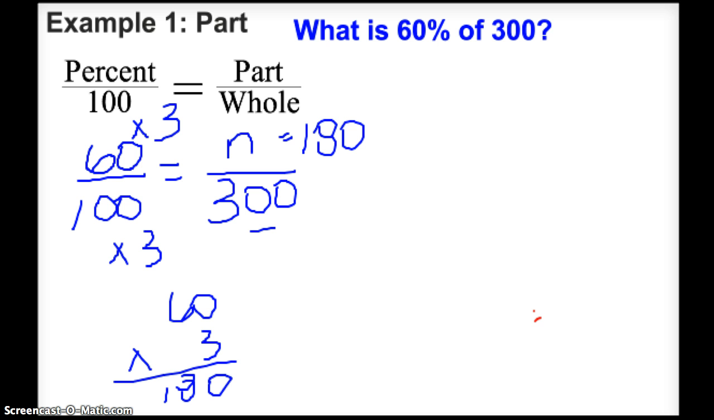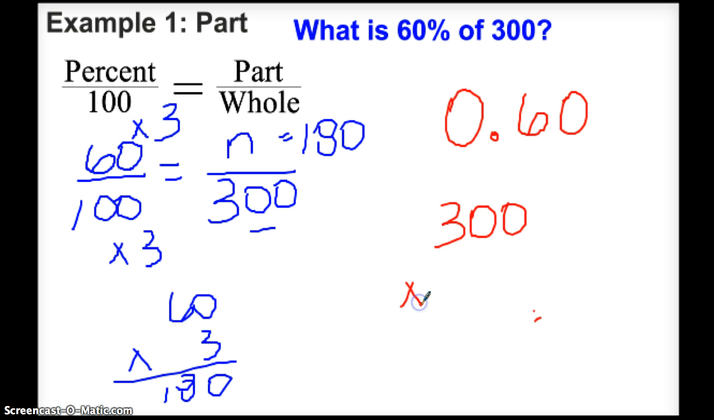My answer is going to be 0.60. Okay? So the decimal equivalent of 60% is 0.60, or just 0.6. And then you can take that number and multiply it times 300. So you can take 300 and multiply it times 0.6.